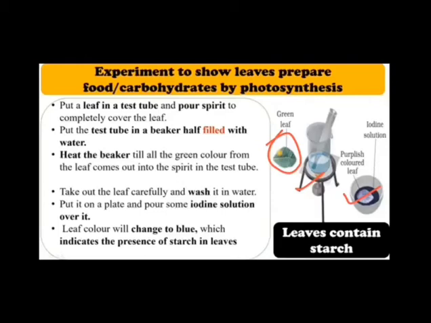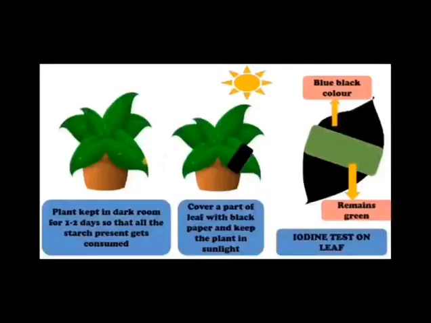But this experiment doesn't prove that leaves carry out photosynthesis. So we need to perform an experiment which clearly proves that leaves carry out photosynthesis. For this you have to take a plant and keep it in a dark room for 1 to 2 days so that all the starch present in the leaves gets consumed.